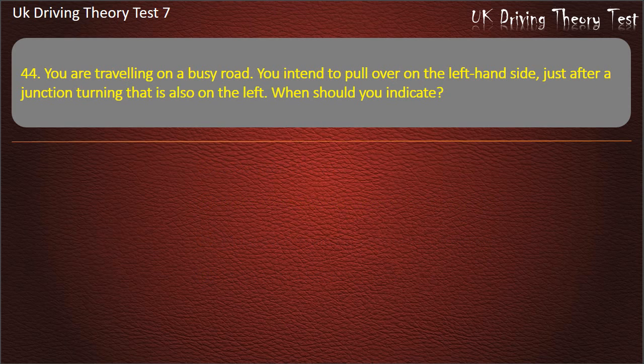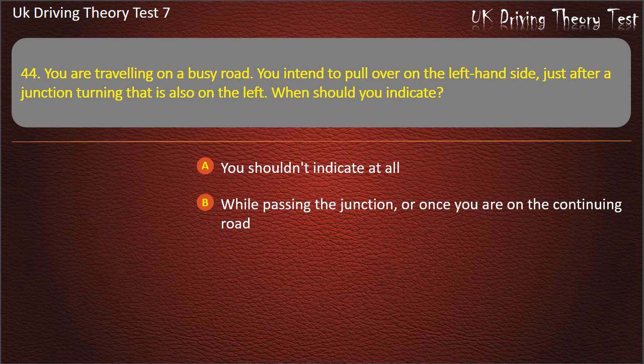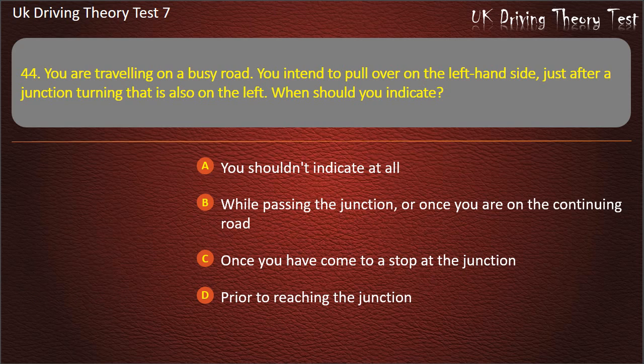Question 44. You are traveling on a busy road. You intend to pull over on the left-hand side, just after a junction turning that is also on the left. When should you indicate? You shouldn't indicate at all. While passing the junction, or once you are on the continuing road. Once you have come to a stop at the junction. Prior to reaching the junction. Answer. While passing the junction, or once you are on the continuing road.